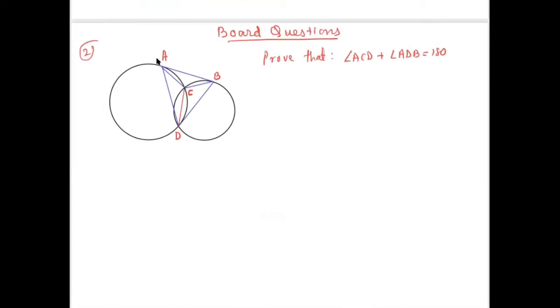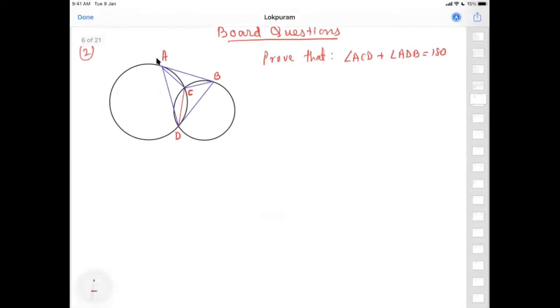Question number 2. In the given figure, AB is a common chord. AB is a common tangent. See, this part is AB. If you look, this is a common tangent AB.